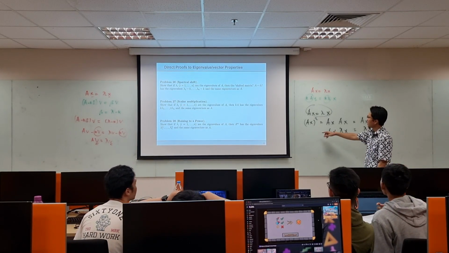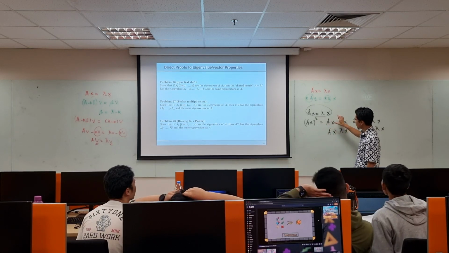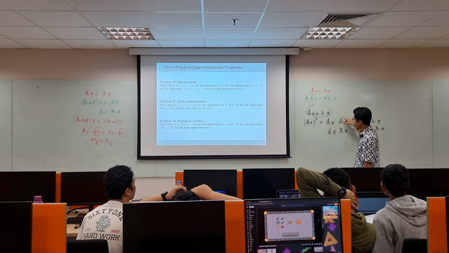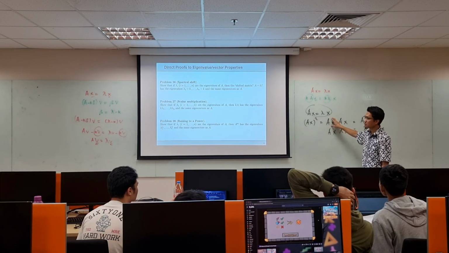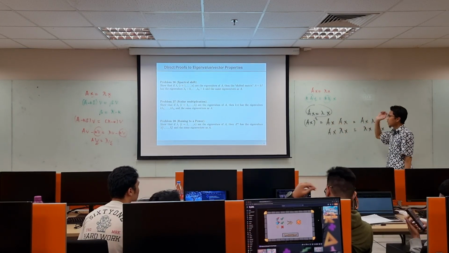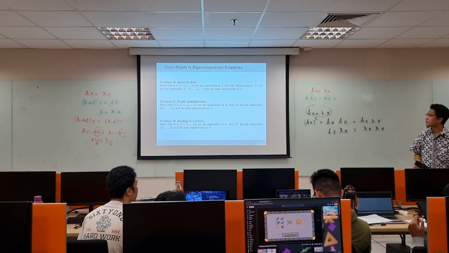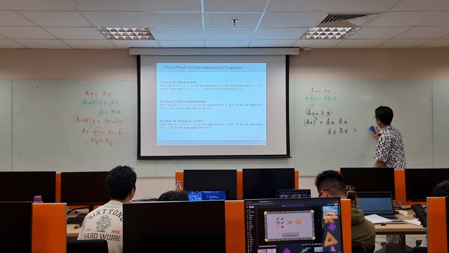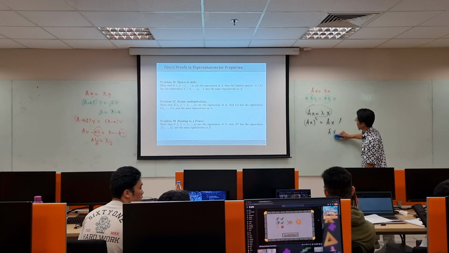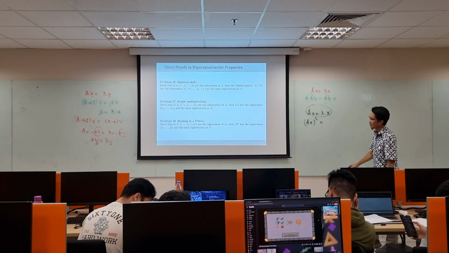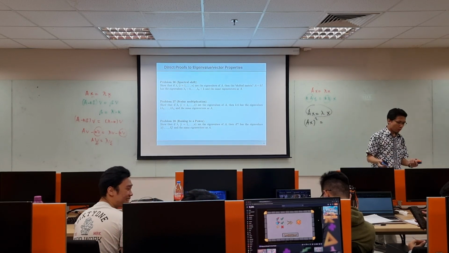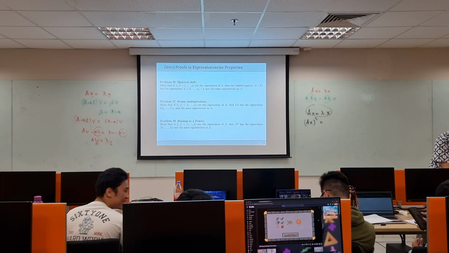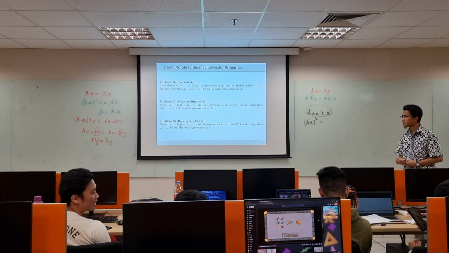No, because AX squared means I multiply this AX by this AX too. No, we cannot do that. Sorry. I think I made a mistake here. This one is a vector, so we cannot square it. We have to multiply by its transpose.